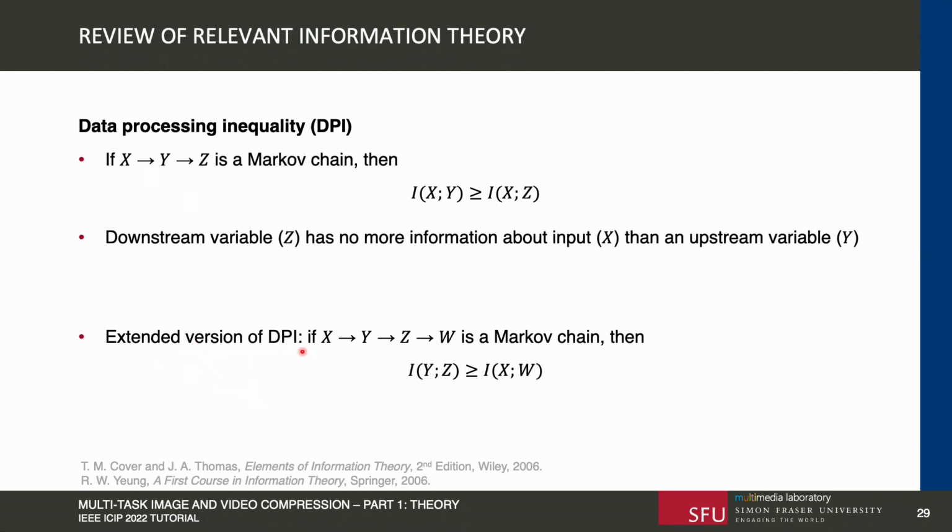And an extended version of the data processing inequality considers 4 random variables in a chain, like X to Y to Z to W. If this chain is a Markov chain, then the mutual information between these inner 2 random variables is no smaller than the mutual information between these outer 2 random variables. So again, it says that closeness in the chain leads to higher mutual information compared to being further away in the chain.